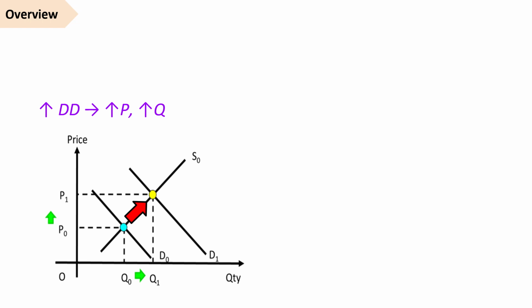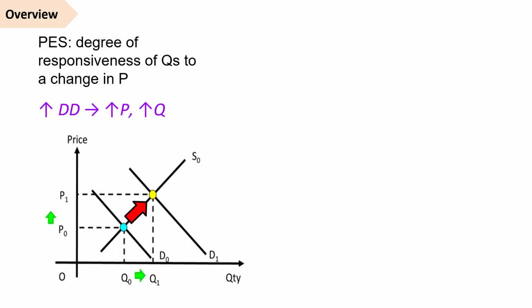Did anyone hear anything? I don't hear anything. Okay, so which elasticity concept do we pair with this? It is your PES, because of the definition of PES: the degree of responsiveness of quantity supplied to a change in price. Can you see when there's a shift of the demand curve from D0 to D1, it's actually a movement along the supply curve? So given a change in price, your quantity supplied has changed. And that is the definition of PES.